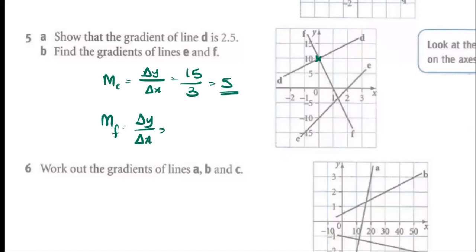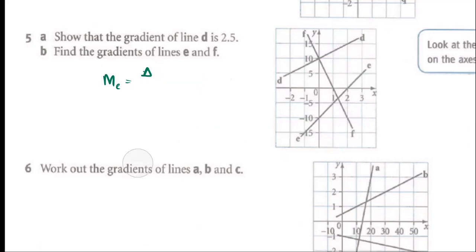For F, I just pick this one. 1, okay. -5, -10. Okay, F is going downwards, E is going upwards. Great.